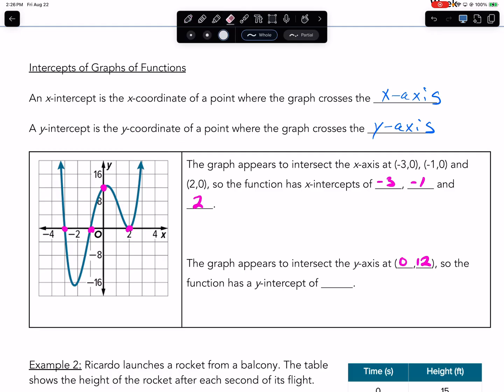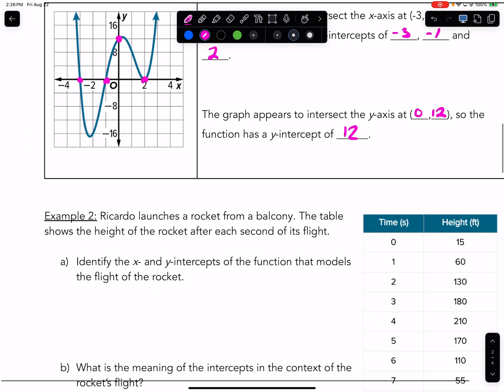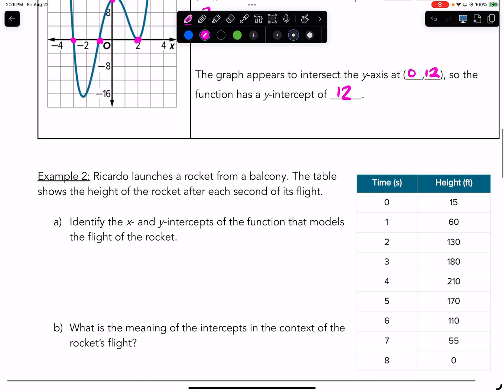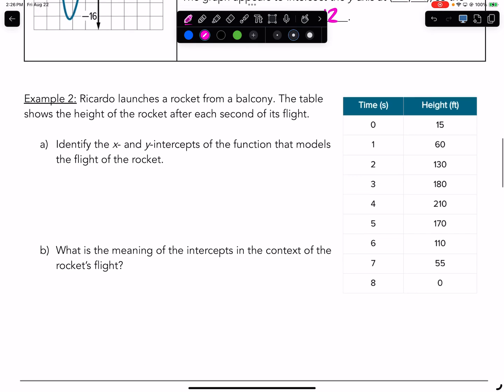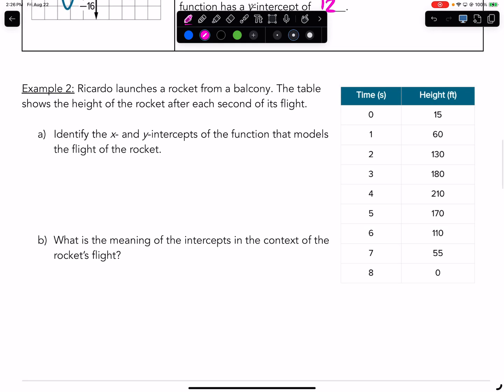Okay, and then the y-intercept is 12. Okay, so in between 16 and 8, right? 12. That's why. Okay, good old Ricardo launches a rocket from a balcony.